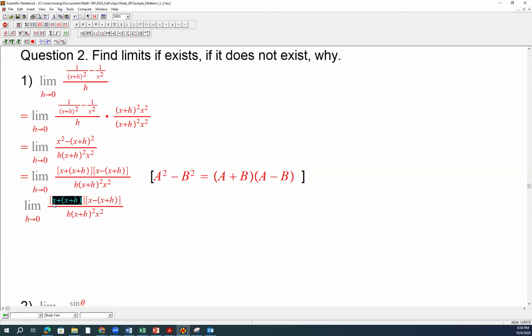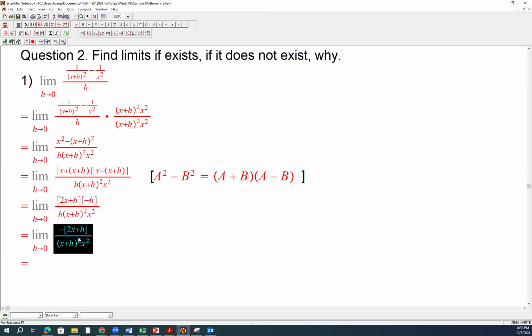On this piece is going to be 2x plus h. On the other piece is going to be negative h. And this h will take away this h in the bottom. So we got rid of the h. This way we can apply limit law. So this is -1 and this h is gone. The -1 we can put in the front. Then take the limit, and this will become a direct substitution, where h will be substituted by 0.